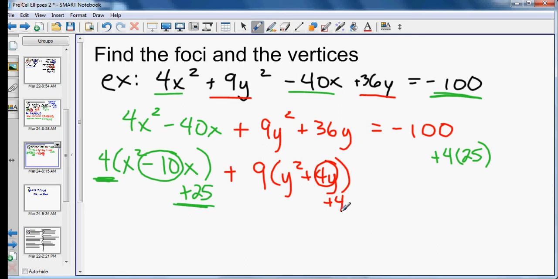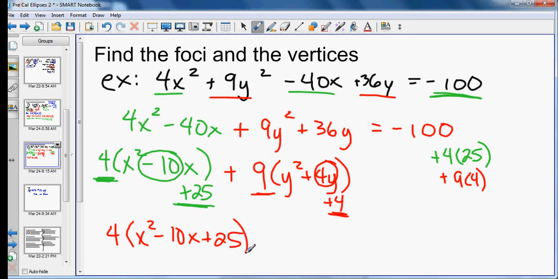Whew, I know, lots of fun. Now I need to factor this. Same as before, it always ends up just being half of this middle term's coefficient, so it'll be 4 times x minus 5 squared and 9 times y plus 2 squared.